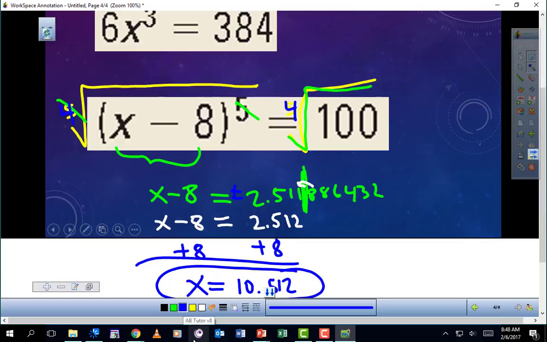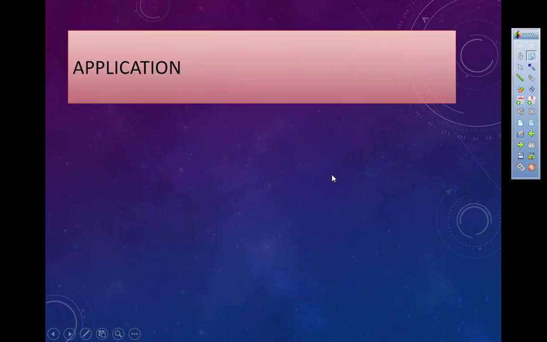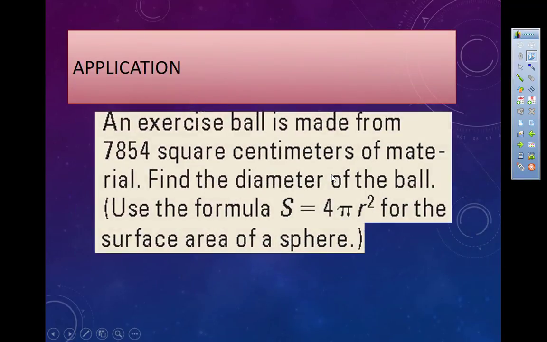And so anytime you have an even index, you're going to have plus or minuses. Okay, I think now you should be able to do your application problems. And I just want to comment briefly on this problem. You should be able, sorry, I said application. I meant to say your study guide. You should be able to finish up your study guide and you should be able to do the book assignment.